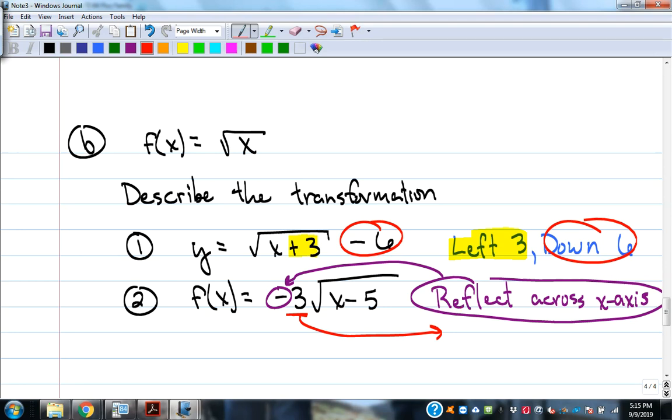Multiplying by a big number on the outside. It's on the outside, so we know it's what? Vertical or horizontal? It's got to be vertical, and it's a big number. So when you multiply something by a bigger number, it's going to stretch it, right? It's going to make it bigger, make it taller. So that's going to be a vertical stretch.